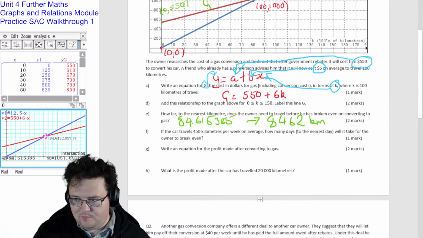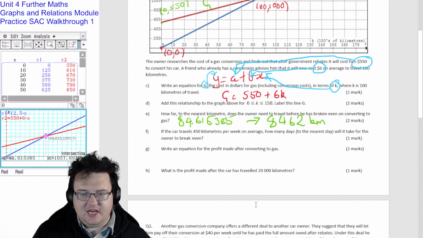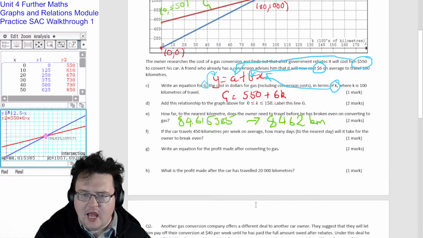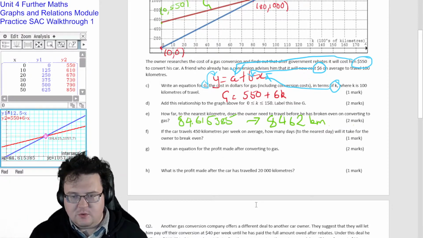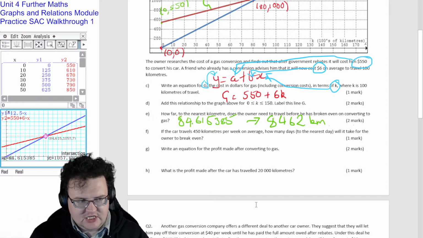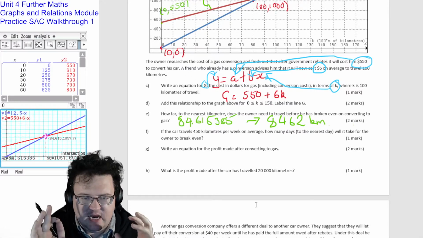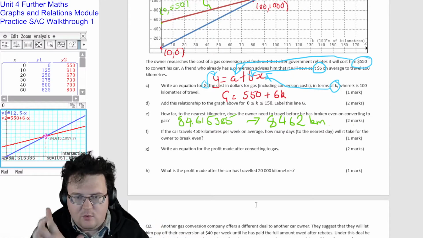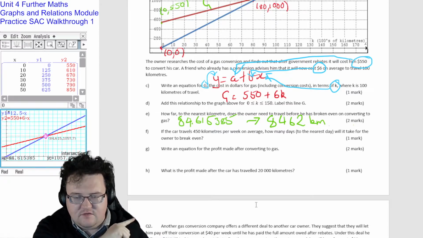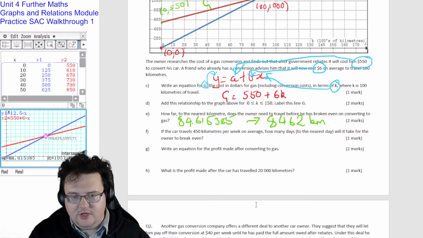So what we need to figure out is, if he travels 450 kilometers a week, how far does he travel a day? Because that's what the question is asking for: a number of days. The current thing that we have is weeks, so let's convert it to days. Then we can use that with our previous answer, the 8,462, and go from there.